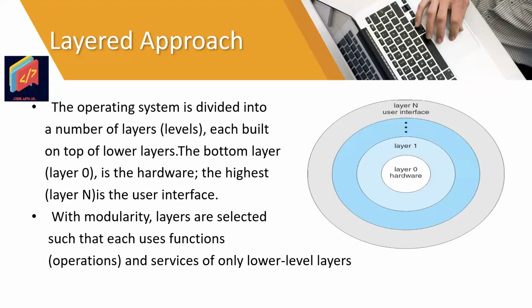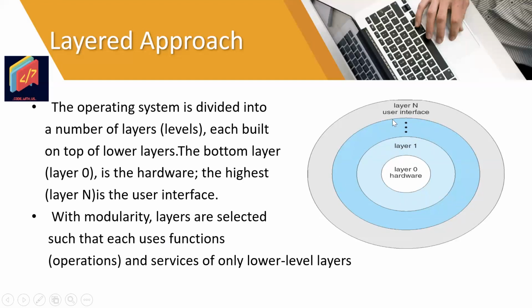The third one is that a particular layer can access all the layers present below it, but it cannot access the layers present above it. Let us consider layer n minus 1. It can access all the layers from n minus 2 down to 0, but it cannot access the nth layer. It means it cannot access the outermost layer.